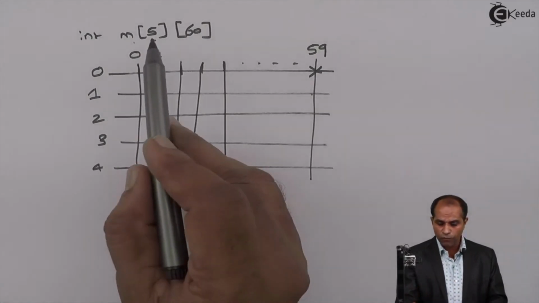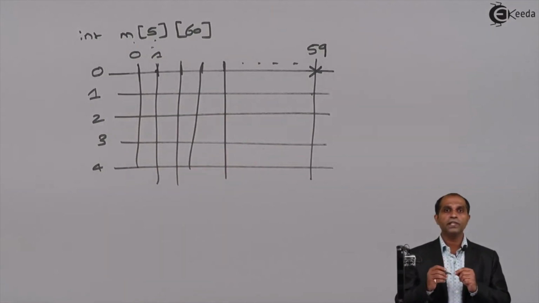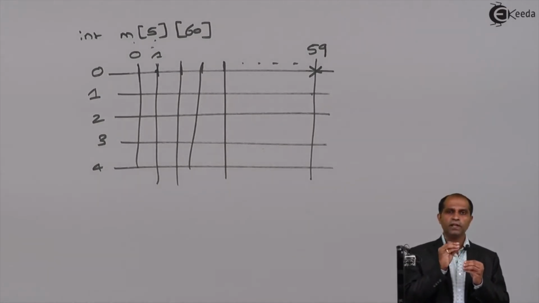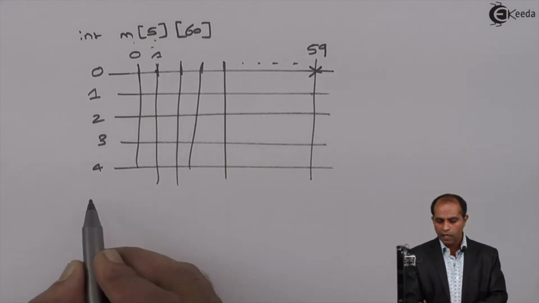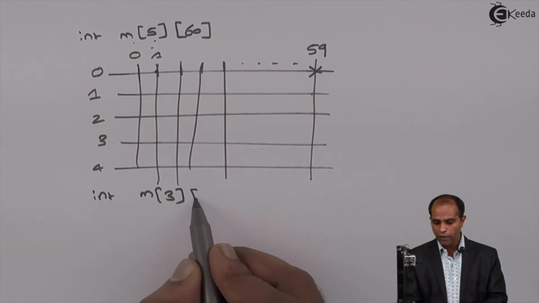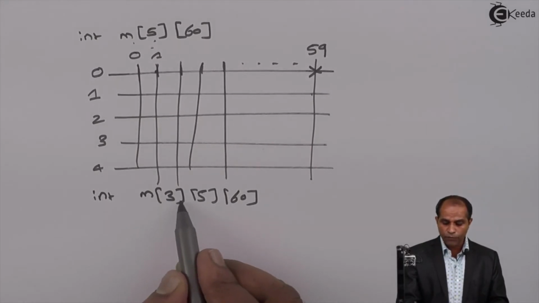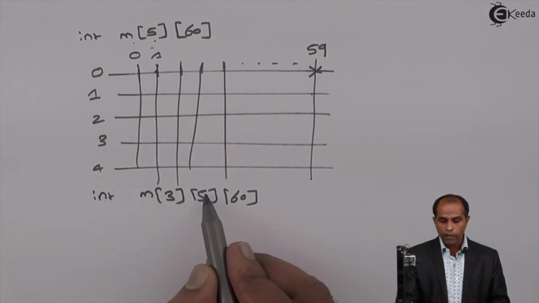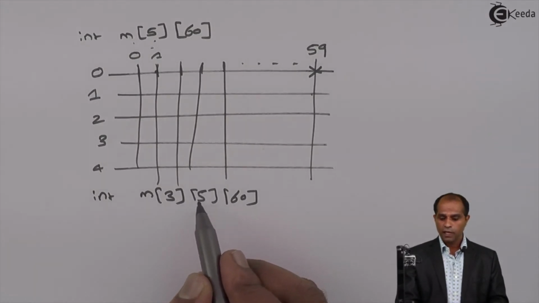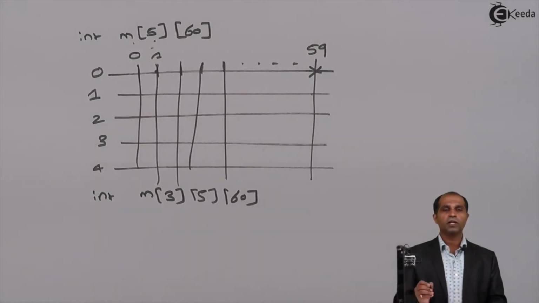Here, I have taken only 5 classes and in each class 60 students. What if this needs to be extended for say 3 schools? I have 3 schools. In every school, I'm supposed to take the data of 5 different classes, and in every class, I have 60 students. In that case, I can assume a declaration as int m of 3, then 5, and then 60. Here 3 indicates the 3 schools, 5 indicates the classes in each school, and 60 indicates the marks scored by the 60 students, or the student number.